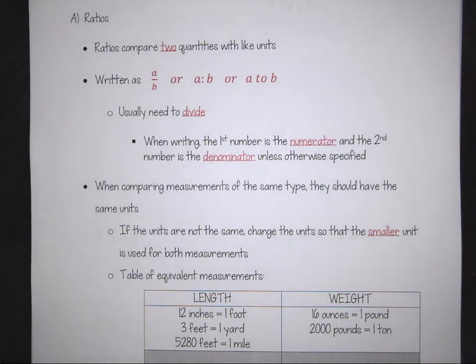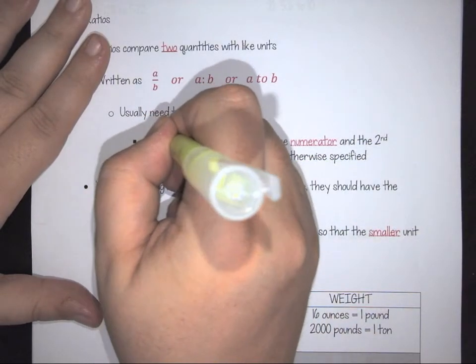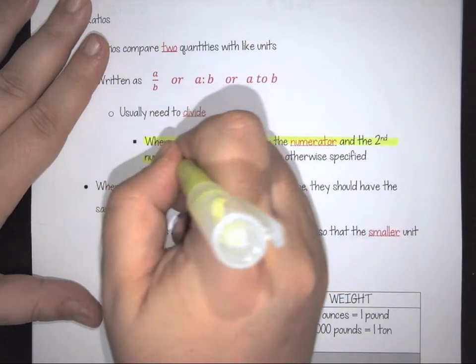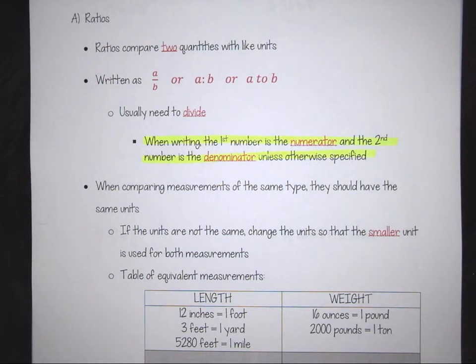Now, it's very important that you recognize how to set up your ratio so that you're dividing in the proper way. So in order to set it up, the first number is the numerator and the second number is the denominator. The only time that you would do something a little bit differently is if you actually were told to do it in a different manner.